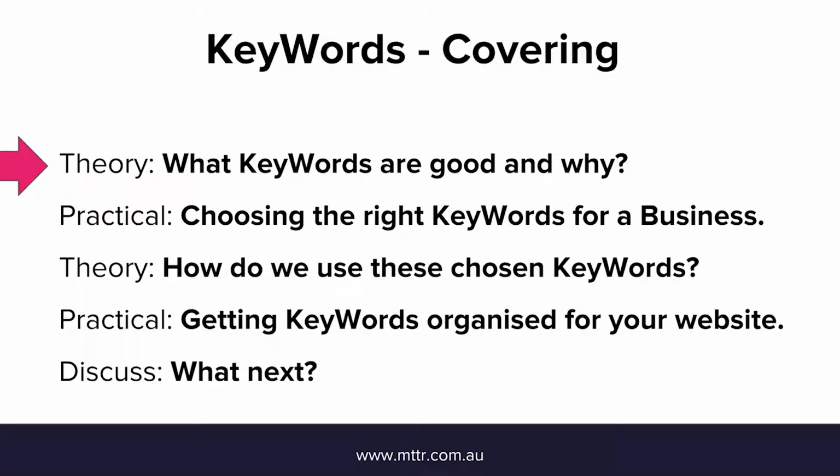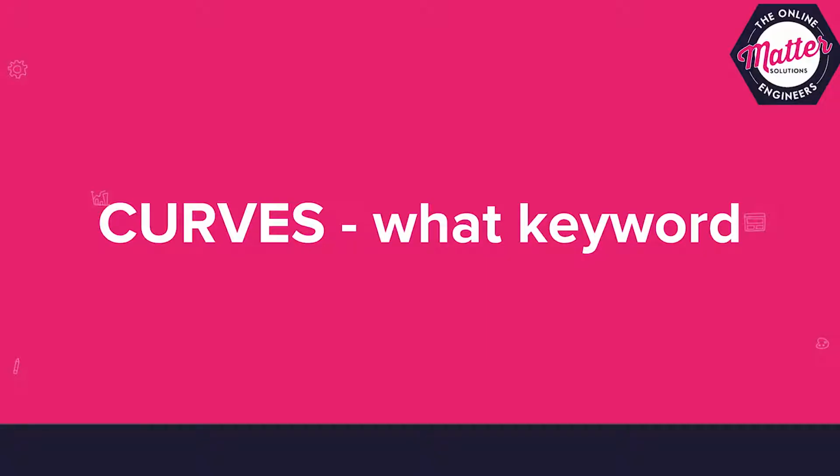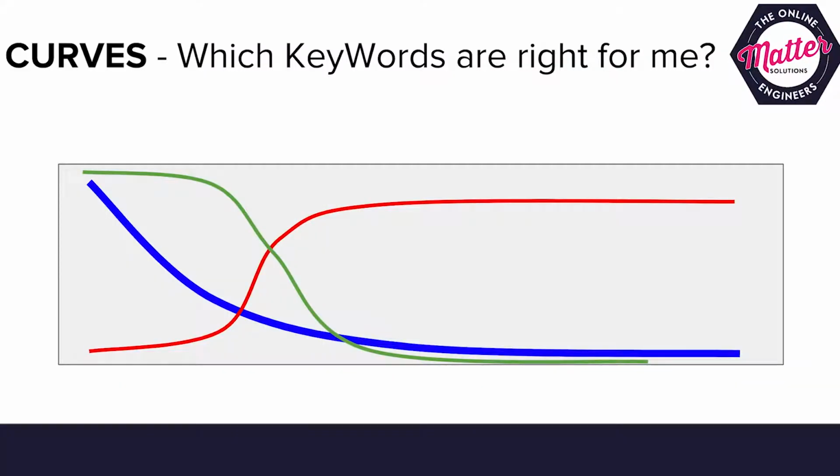The theory: what are the good keywords and why? Let's talk about some curves, things that from a theoretical point of view determine whether a keyword is actually any good or not. I'm going to talk to you about these three curves: the blue one, the red one, and the green one. What on earth are these, Ben? Good question. You may have heard of the term Longtail. This blue line is basically a visual representation of the Longtail.